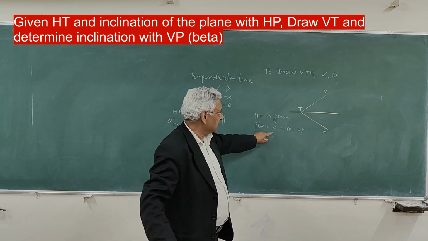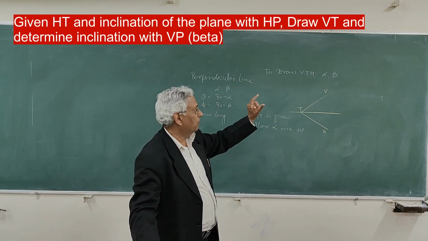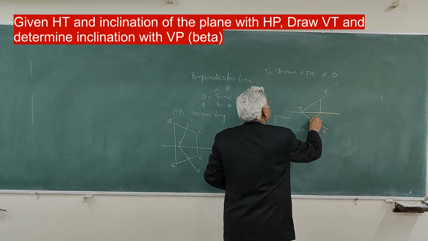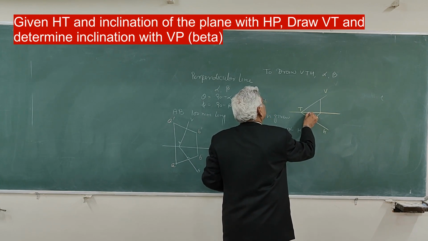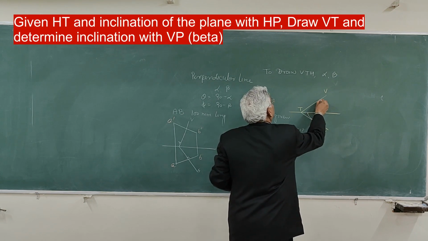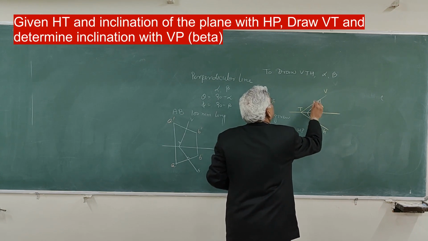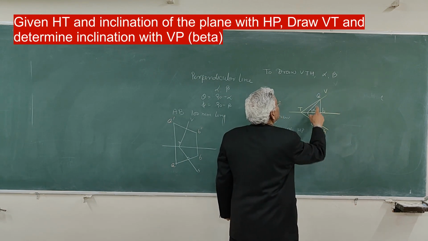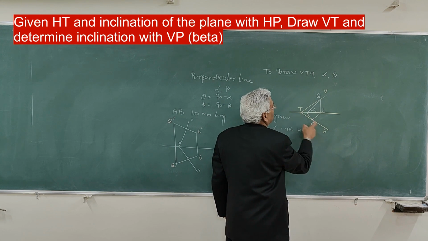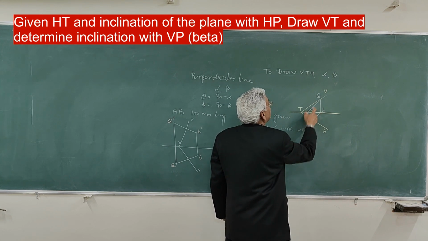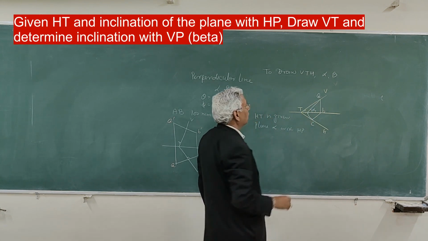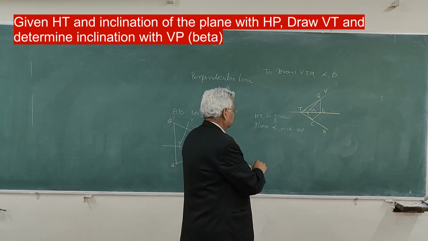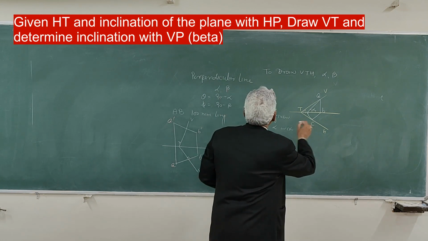So when alpha is given, just recall the method of finding alpha. How do we find alpha when VT is given? We find alpha by this method. What we do? We take a plane, we mark points here, B, C, AB perpendicular to the ground line, BC perpendicular to the horizontal trace, rotate this point C about B, and you get a point C on the ground line, and that is angle alpha. Now here, HT is given. Okay, HT is given.